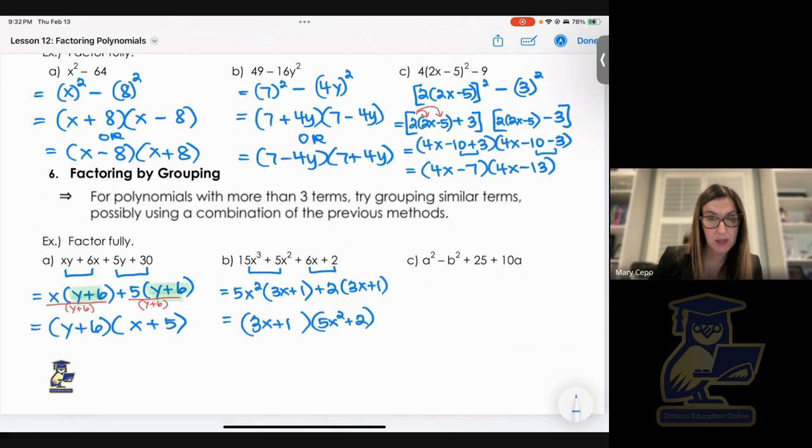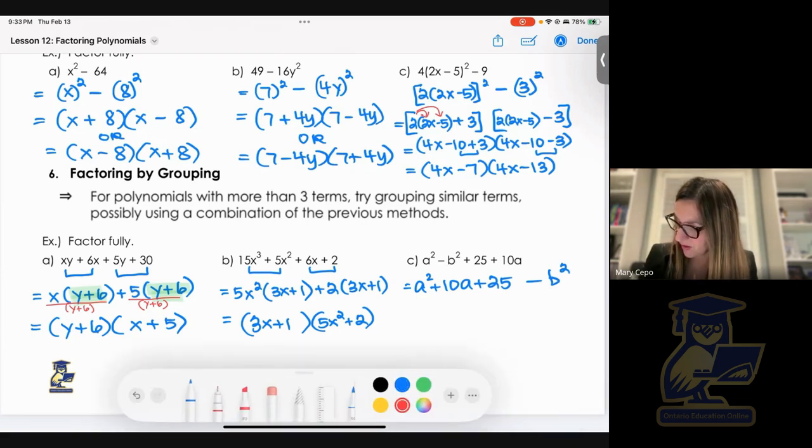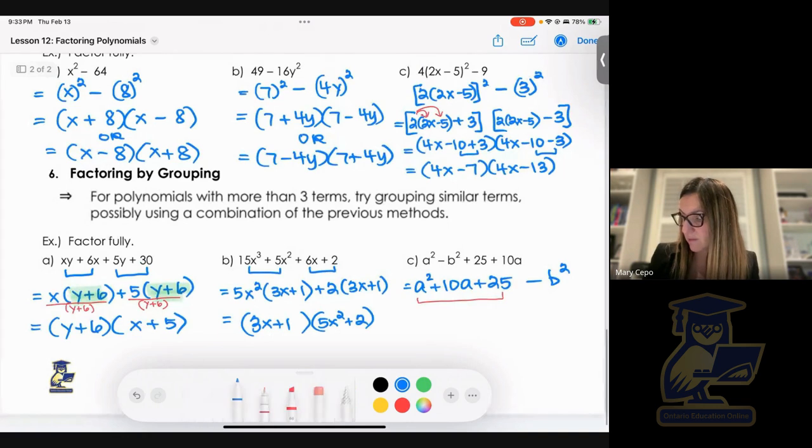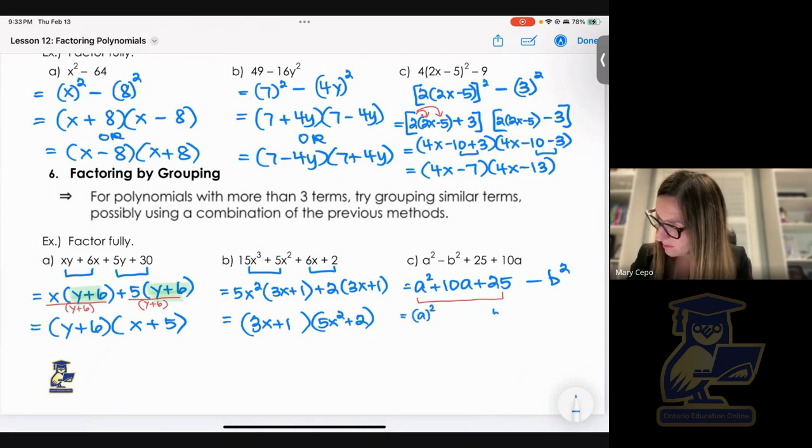But if we rearranged: a squared plus 10a plus 25, and we subtract b squared, we then create something called a perfect square trinomial over here, which will help us factor that as a binomial square. So that's a perfect square trinomial. How do I know that? I'm going to quickly remind you: a all squared plus 5 all squared, and the middle term is 2 times a times 5, that's 10a.